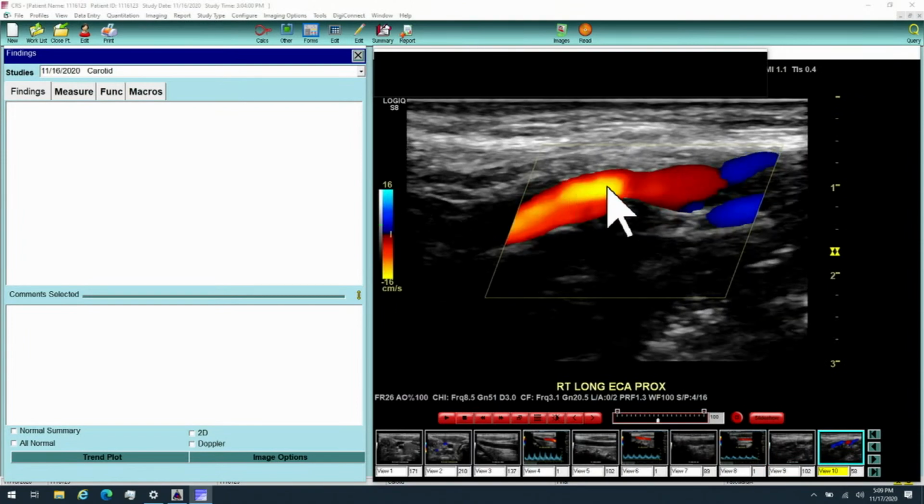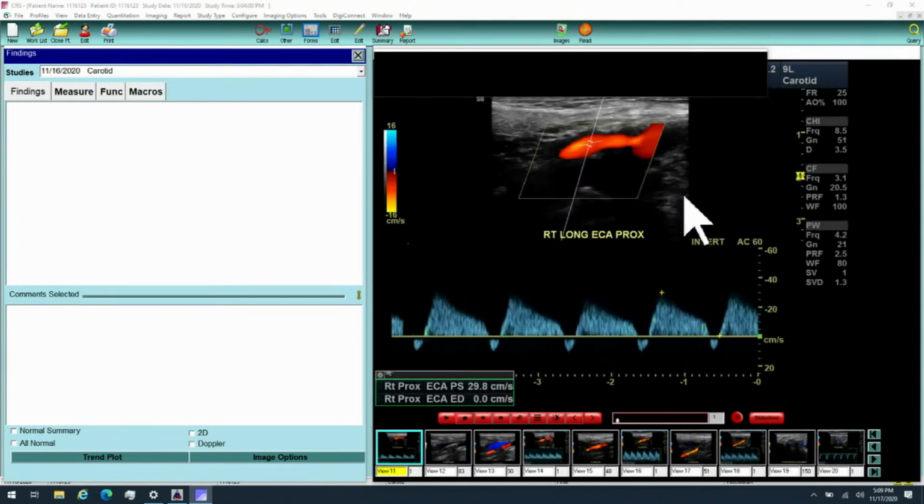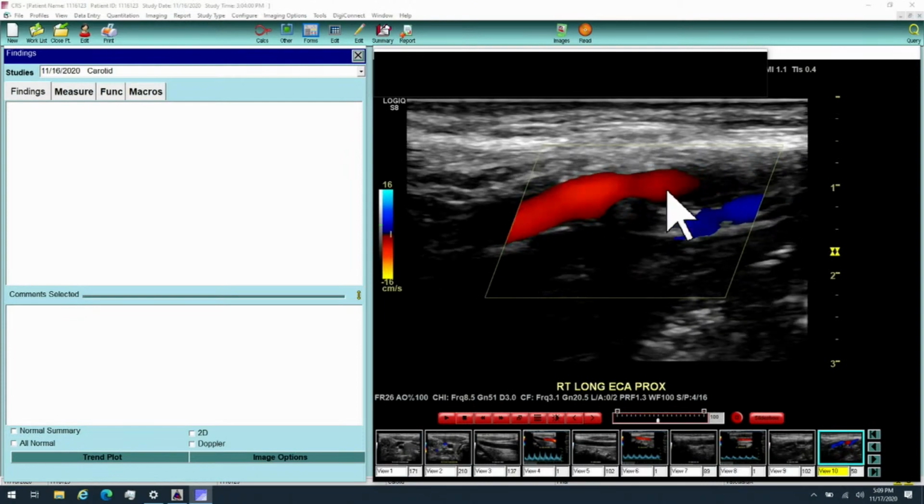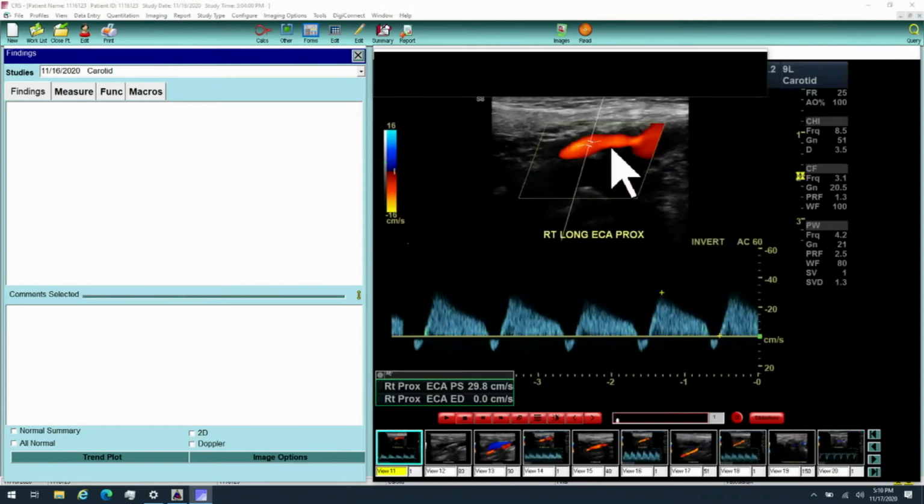ECA, we are seeing some focal aliasing here. Looking at this, we can already tell that the inflow velocity here is actually quite low, and as soon as you hit this point, it's elevated.